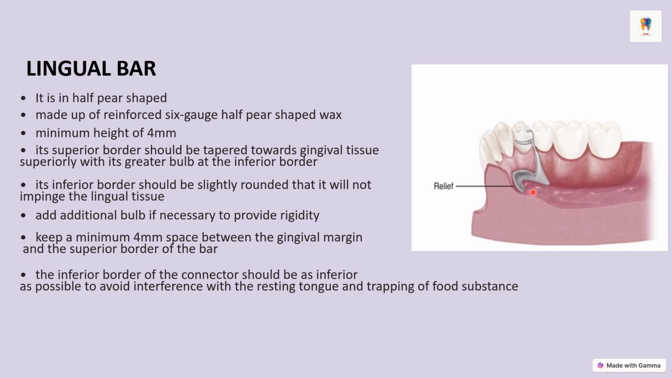Your tongue rests in this area. This is basically a cross section of the picture. So your tongue is resting here, and if the bar is somewhere above it, your tongue will constantly get trapped between this lower tissue and the bar area. So to avoid that, we place this bar as inferiorly as possible. The bar's inferior border should be placed as inferior as possible, to avoid the trapping of the tongue and food, and the obstruction of tongue movement.